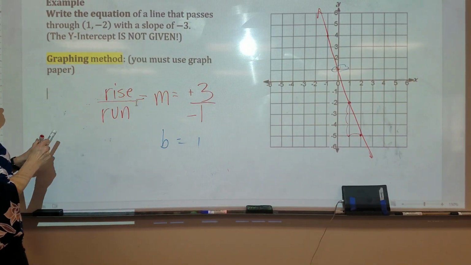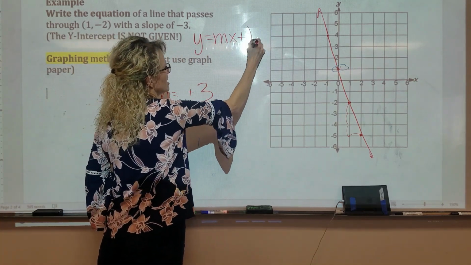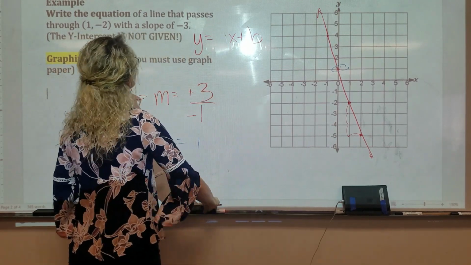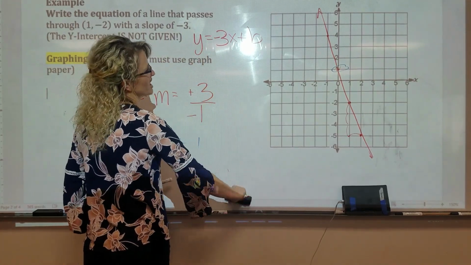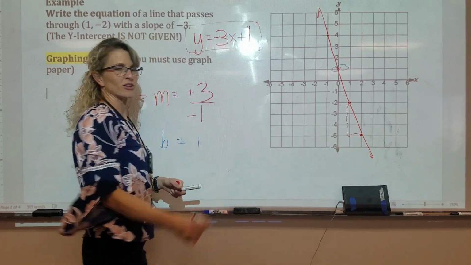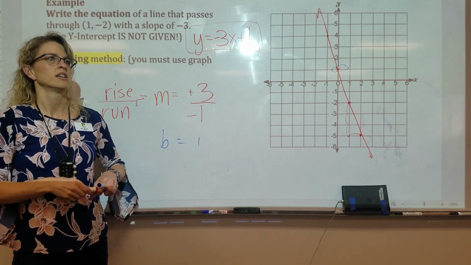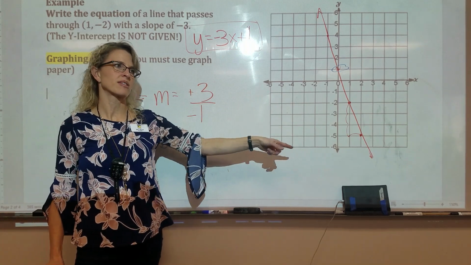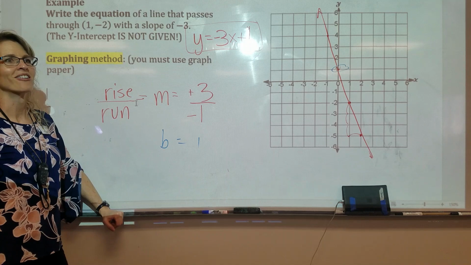So now what I do is I write my general equation, y equals mx plus b, and I write what I know. I know the slope is -3, and I know my intercept is 1. And I found it out from the graph. That's all I have to do. So I just wrote the equation of a line given a point and a slope using the graphing method. Joseph. You just answered it. Oh, okay, excellent.